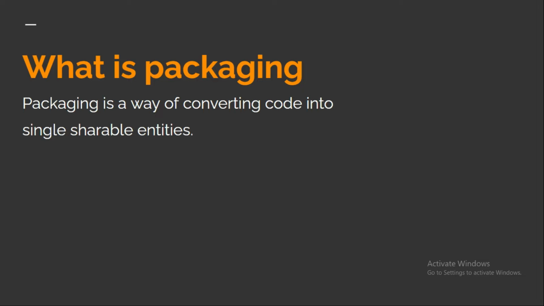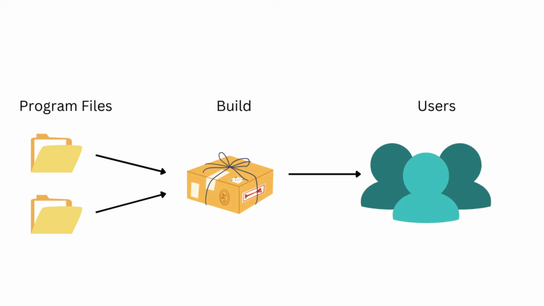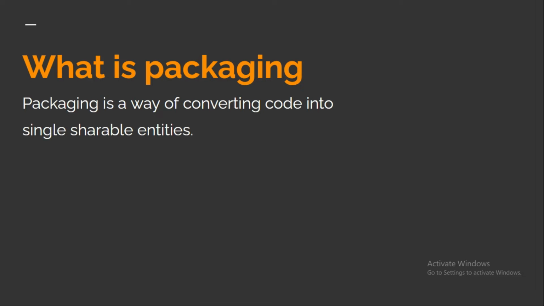So now the question is, what is the right way to share our application with users? The entire packaging process starts after the development phase. Once our development is done, we can create a package of our application. Now this package could be anything. It could be a zip file, it could be an exe file, it could be anything, but it has to be a single shareable entity.